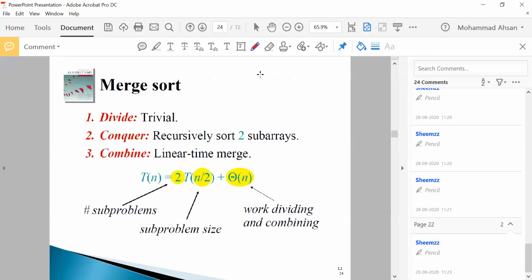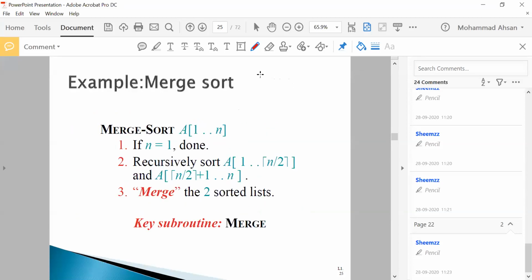Now, coming back to our divide and conquer methods of sorting. You have merge sort and quick sort, both are divide and conquer, and both you have done previously. So I'll not go into the details. Let's just see this, then we'll come back to this slide.